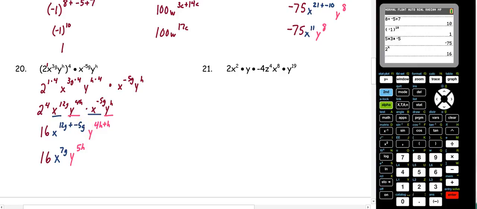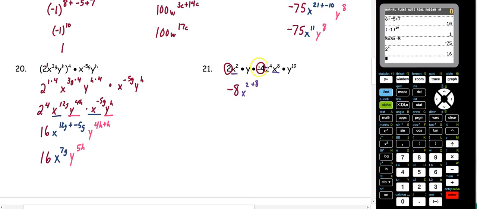Number 21. So looking through number 21, I see a couple coefficients that need to get multiplied together first. I have 2 and negative 4. So 2 times negative 4 is negative 8. Then I have a couple of different bases here. So I have x's, x to the 2 plus 8.